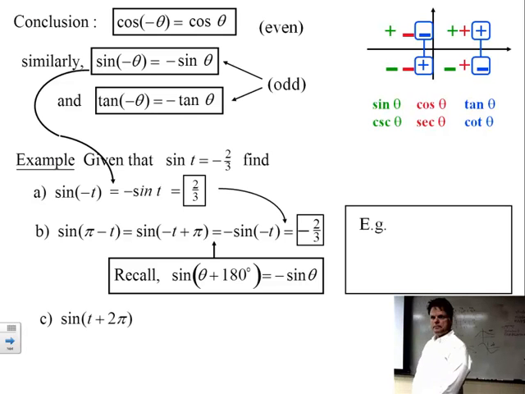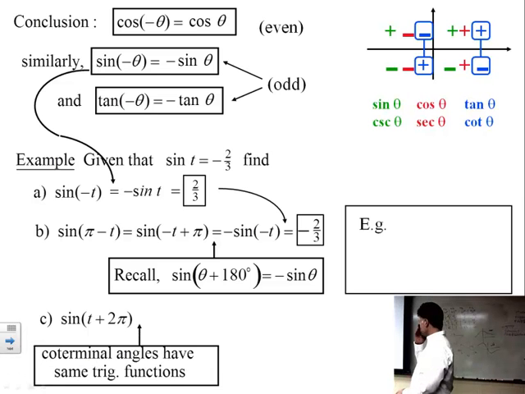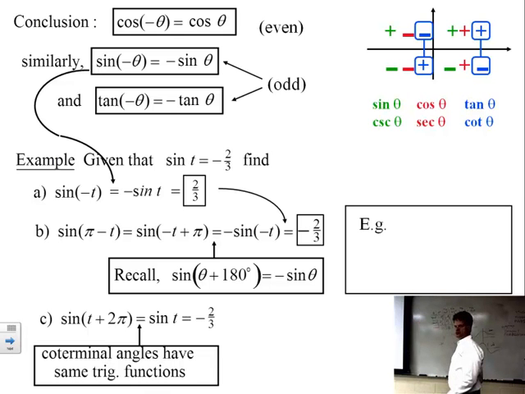Sine of t plus 2 pi. Yeah, this is just sine of t, right? Because the trig function only depends on the terminal side, and t plus 2 pi is one complete revolution, so t plus 2 pi and t are coterminal. It's the same angle, so all the trig functions are equal. So not just sine, but cosine, everything. So sine of t plus 2 pi is just the sine of t, which is, again, minus 2/3. And this is true for all 6 trig functions.